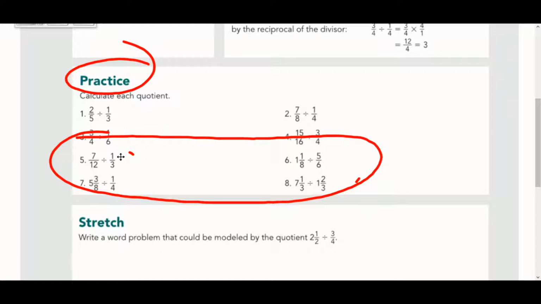Now, notice this one doesn't have any mixed numbers, so don't overthink it. You don't need to do any changing from mixed numbers to improper fractions. These are already in good shape, but don't forget, you've got division, so change it into multiplication by flipping it. So keep, change, flip. All right, but this one has mixed numbers, so make sure you change them to improper first.